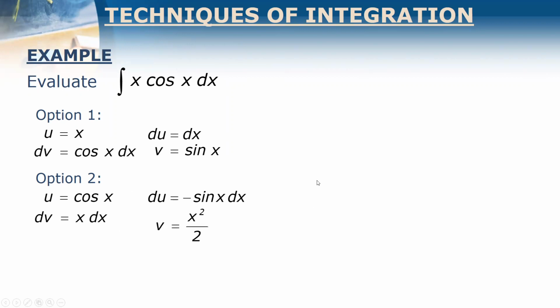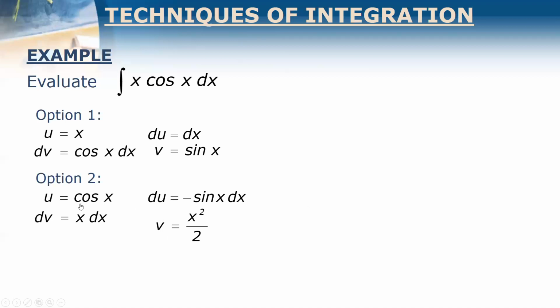Now, as I have said, the critical part here is the integral of v du. The formula is integral of u dv is equal to uv minus integral of v du. So let's focus on the integral of v du, and look at option 2. It becomes more complicated because the power of x increases. Initially, it's x. Now, it's already x squared. So, this is not a good selection or choice.